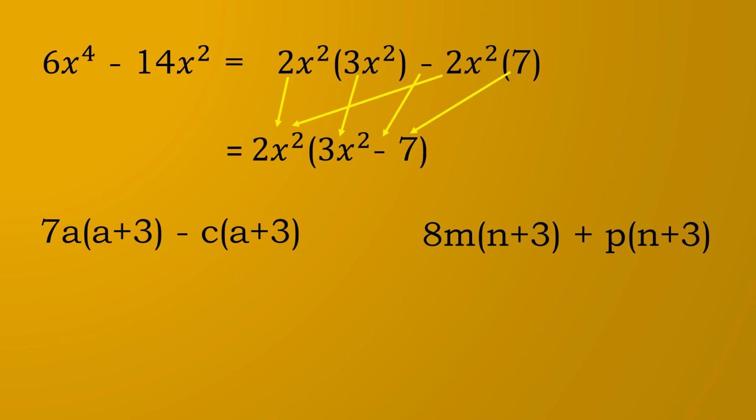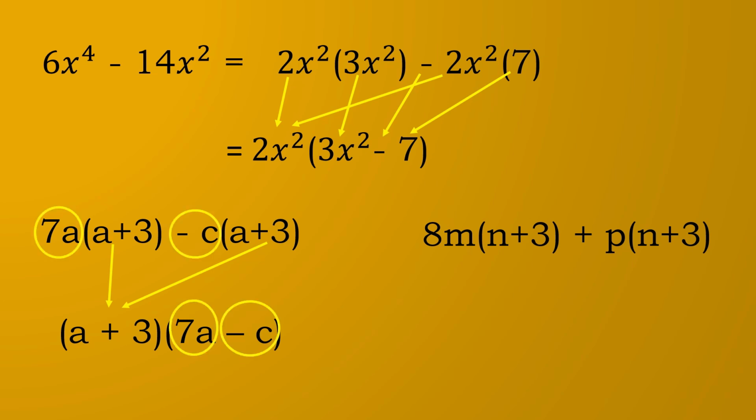Next, we have 7a times quantity a plus 3 minus c times quantity a plus 3. Notice that this polynomial is already expressed using GCF. So we will proceed to the next step. Factor out GCF, which is a plus 3. We will have quantity a plus 3 times quantity 7a minus c. Take note that the minus sign was carried over by c.